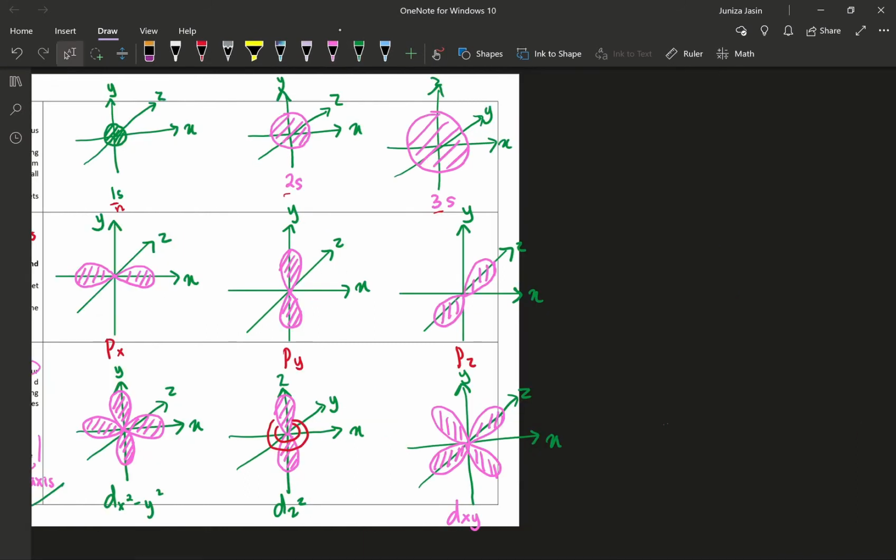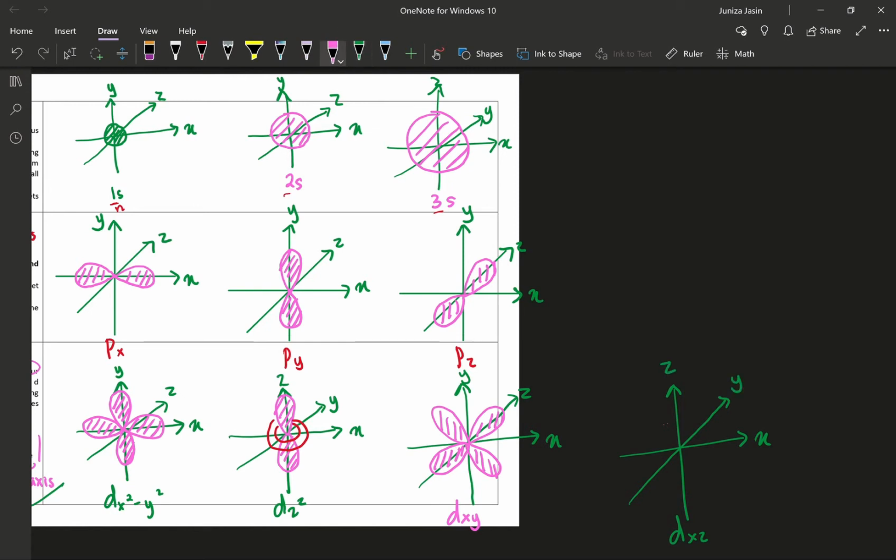So next, continue with dxz, let's say. Okay, so saya kat sini, for this drawing, nak senang, saya ubah paksi dia. Ini paksi x, and di atas ni paksi z, so sini paksi y.